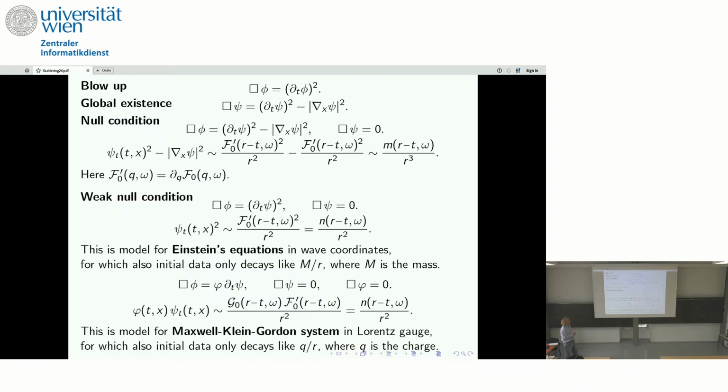And similarly, if you look at Maxwell's equation, this can be modeled by this system that also satisfies the weak null condition. In fact, it's a bit worse behaved as far as the semilinear term. And the right-hand side is also not decaying as much as we want. Okay.